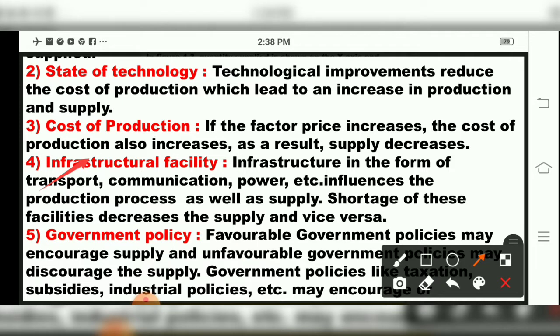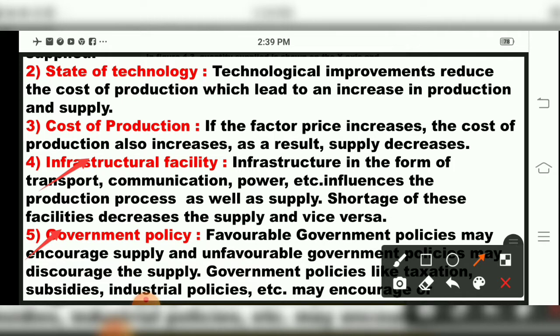Then the fifth one is government policy. Now government policy always changes. It will be dependent on favorable or unfavorable factors. So favorable government policies may encourage supply and unfavorable government policies may discourage supply. Government policies like taxation, subsidies, industrial policies, etc. may encourage supply or they can discourage supply.